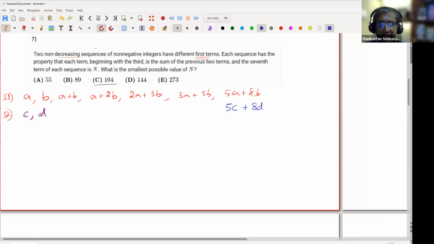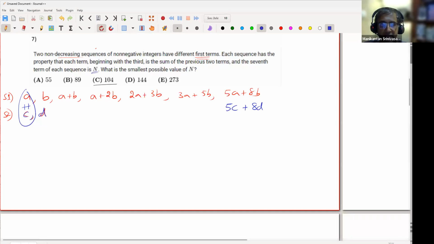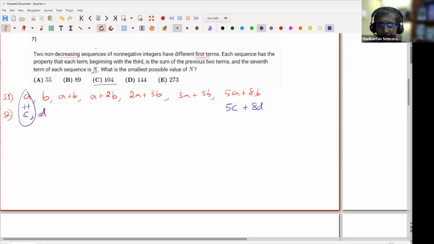Okay. So he says each sequence has a property, blah, blah, blah, different first terms, which means A is not equal to C. And the 7th term of each sequence is N. So the 7th term matches, which means we have these 2 quantities matching.